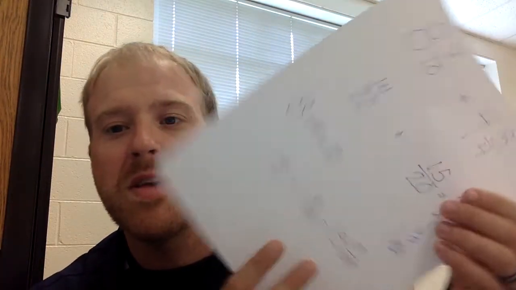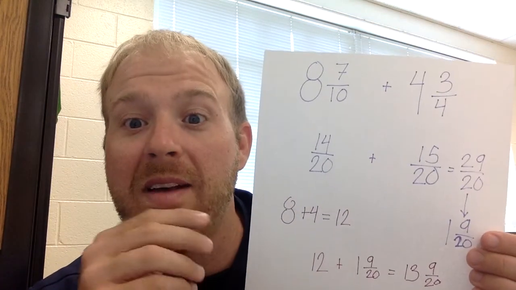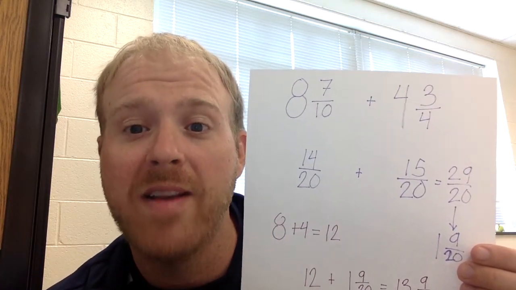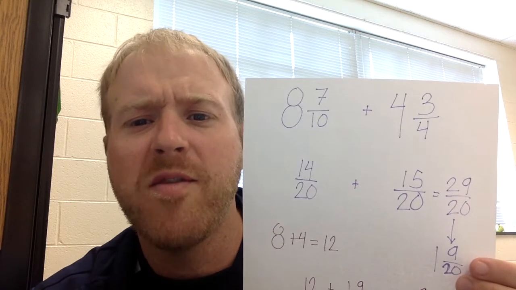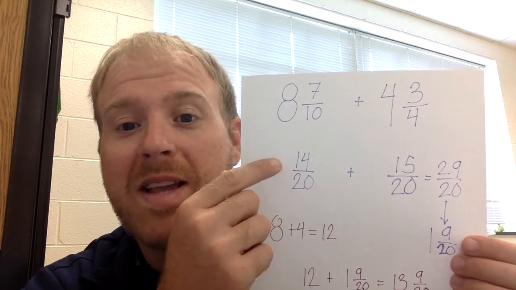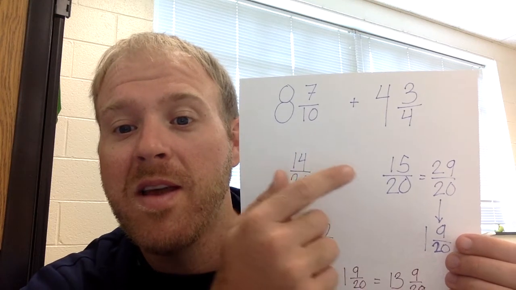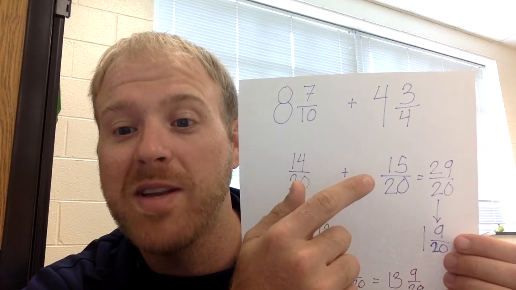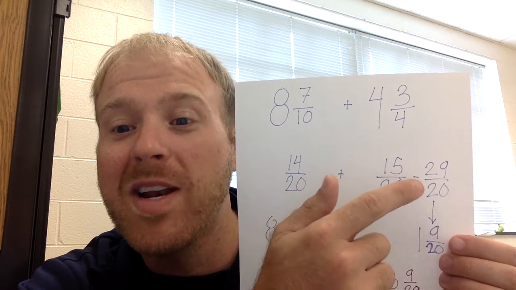So to do this, we gotta find an LCD. Alright, so of course we could do 10 times 4 and get 40, but that's not the least one. The least one is 20. So we got 7/10 becomes 14/20. 3/4 becomes 15/20. I add those and I get 29/20.